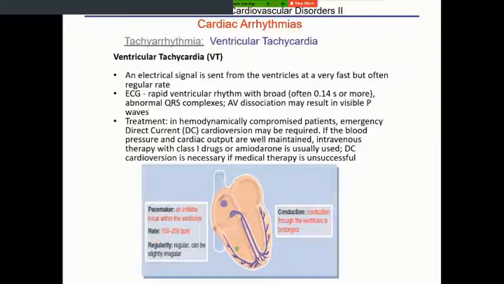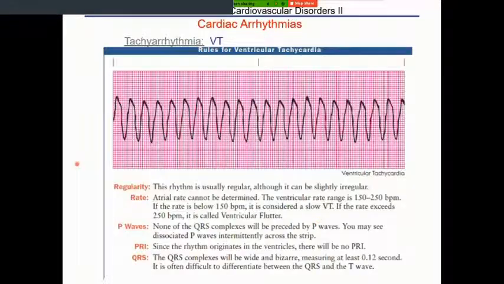So the pacemaker here is an irritable focus within the ventricle. So there's just one focus within the ventricle, beating at a very fast rate of 150 to 250. So the rhythm is regular and the conduction through the ventricles is prolonged. So this is how it looks like in your ECG. So your VTAC looks like this in your ECG tracing.